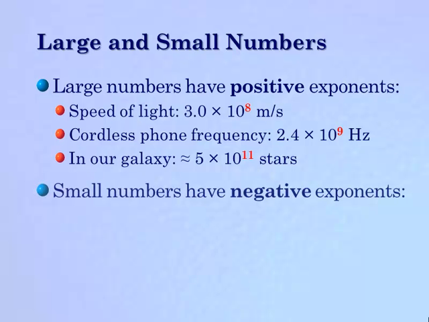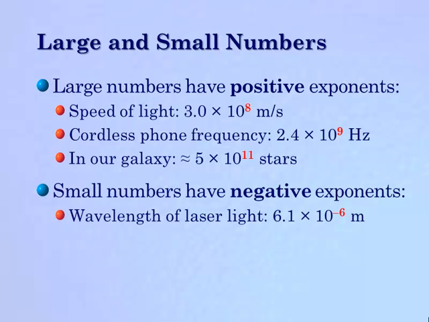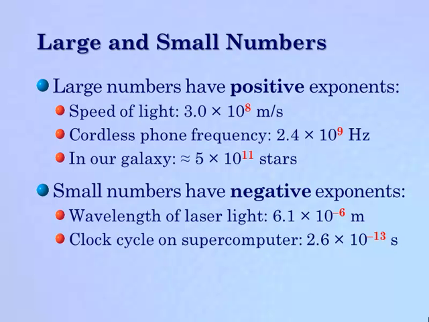Or we can write small numbers that have negative exponents, like the wavelength of a laser light, which is a very short distance of 6.1 times 10 to the minus 6 meters. Or the clock cycle of a supercomputer is a very short amount of time, 2.6 times 10 to the minus 13 seconds. And the mass of a proton is 1.7 times 10 to the minus 27 kilograms. Very small weight.